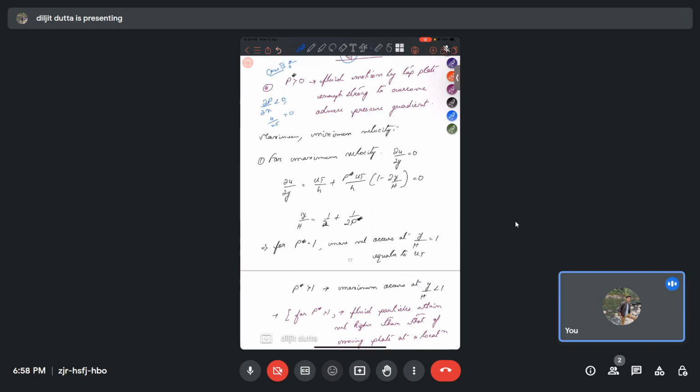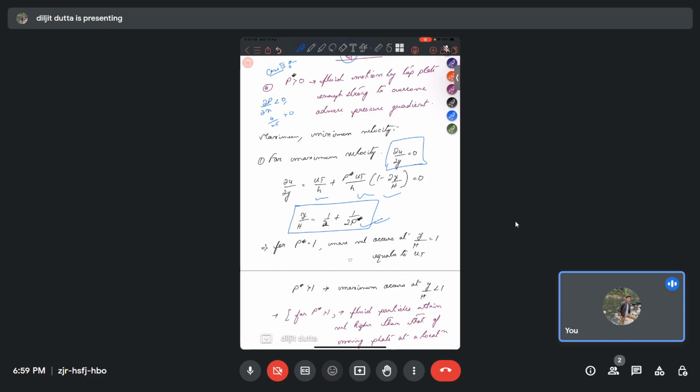For either maximum or minimum, we should differentiate u with respect to y and set it equal to 0. If ∂u/∂y is equal to 0 and we differentiate, we will get Ut/h + P* Ut/h (1 − 2y/h). If we equate this to 0, Ut/h will get cancelled. So we will get a relationship of y/h, that is the location of maximum or minimum velocity, with respect to P star. So based on the value of P star, we will have different values of y.